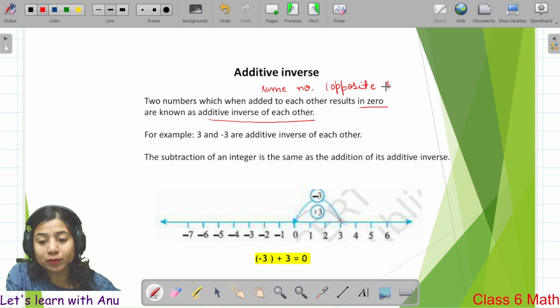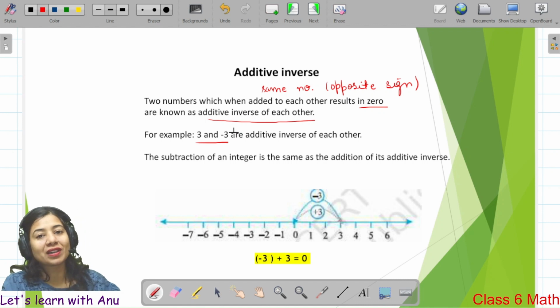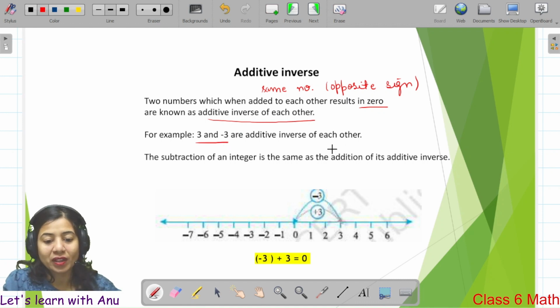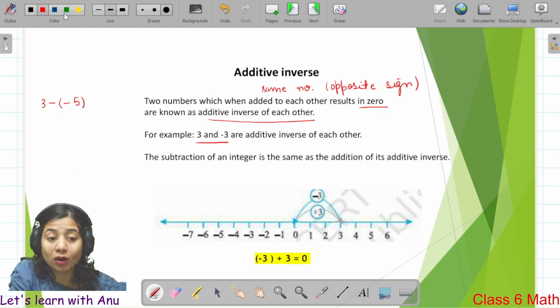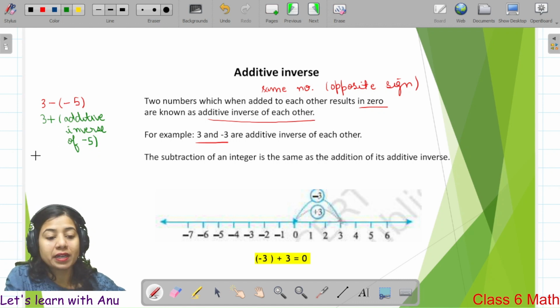So here we have an example also. 3 and -3. Same number but one is positive, other is negative. So the resultant is 0. This thing is applicable in subtraction, class. Let's see how. Suppose we have to subtract 3 and -5. We can write it in the form of addition as well. So how? 3 plus additive inverse of -5. And we all know what the additive inverse of -5 is? We're going to revert its sign. Negative will become positive. So it will be 3 plus 5.